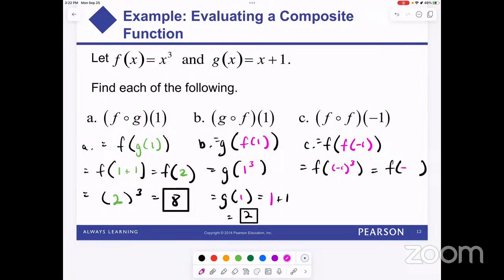Because a negative raised to an odd power is going to be negative. So f of -1 is going to be -1 to the power of 3, right? That's negative. Okay, so we got 8, 2, and -1.